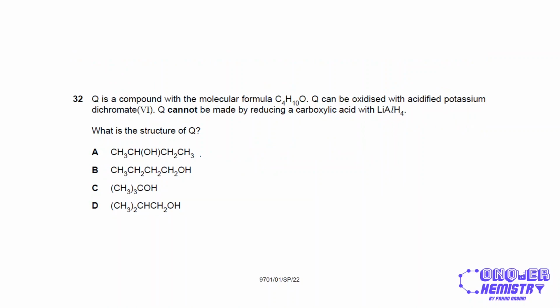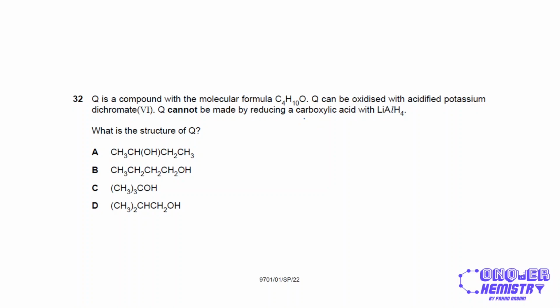Q is a compound with the molecular formula C4H10O. Q can be oxidized with acidified potassium dichromate(VI). Q cannot be made by reducing a carboxylic acid with LiAlH4. So if it cannot be made by reducing a carboxylic acid with LiAlH4, then basically Q cannot be a primary alcohol derived from a carboxylic acid, but it can be an aldehyde, right?